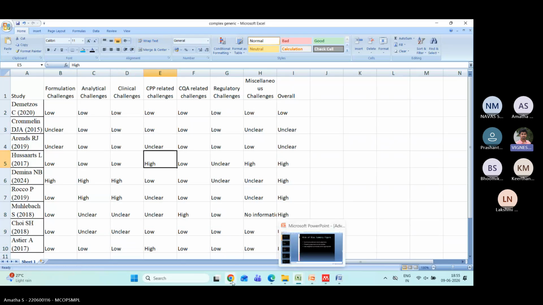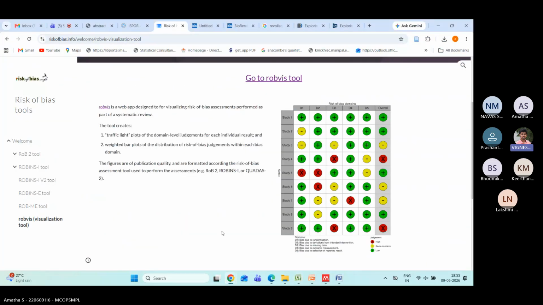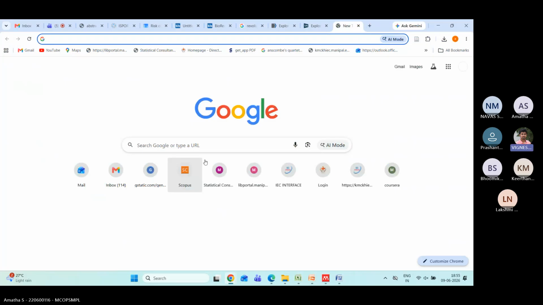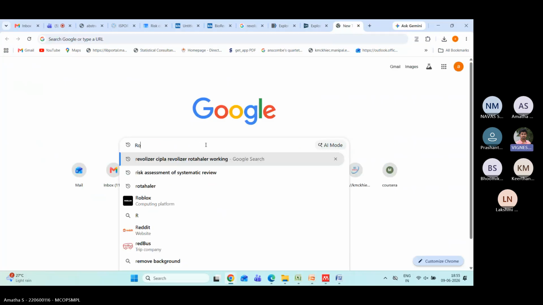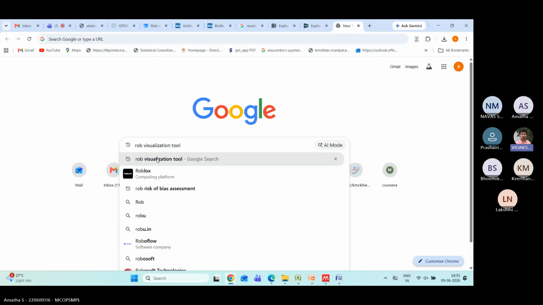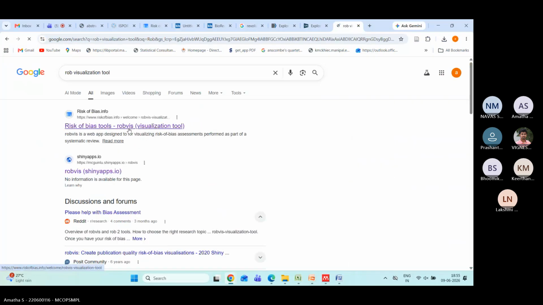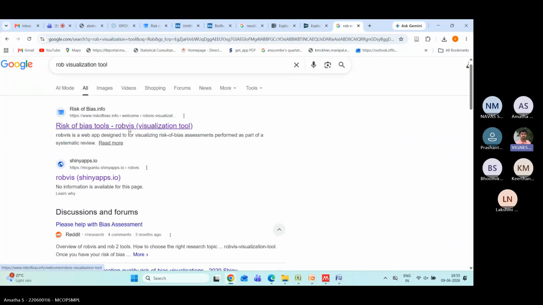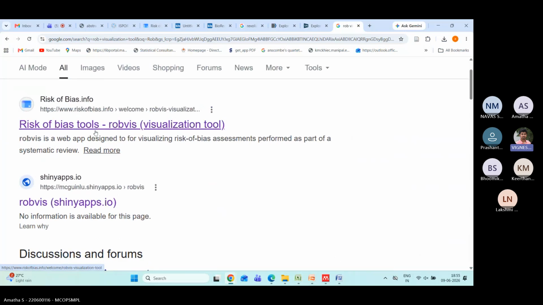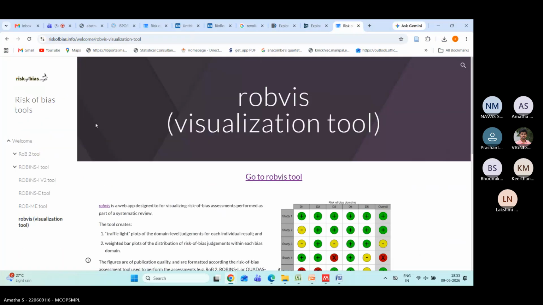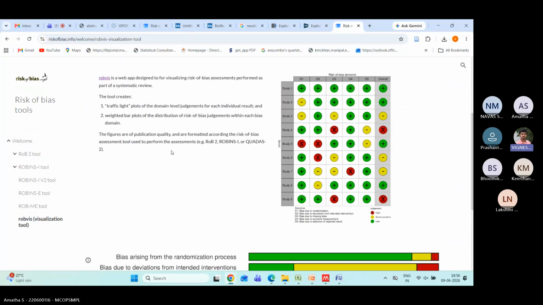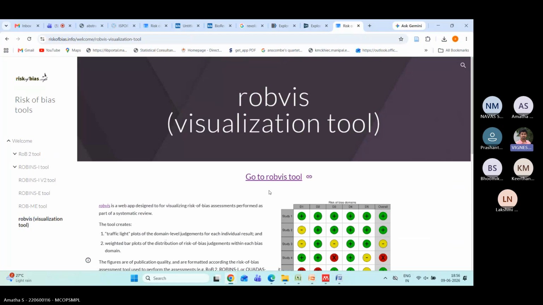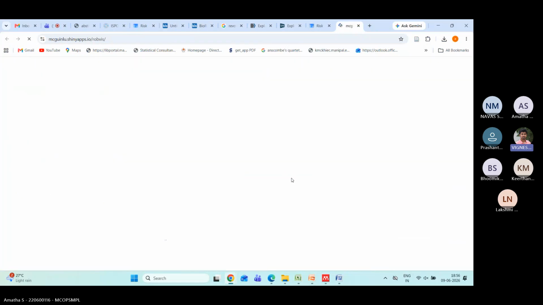From this Excel sheet, you have to draw the diagram like this. For drawing the diagram, you have to go to the ROB visualization tool. I think you can see my screen. Yeah. So this is the ROB visualization tool. You go to this site. There they have explained how to draw and all. Here you go to ROB's tool. So you have to go to ROB's tool.